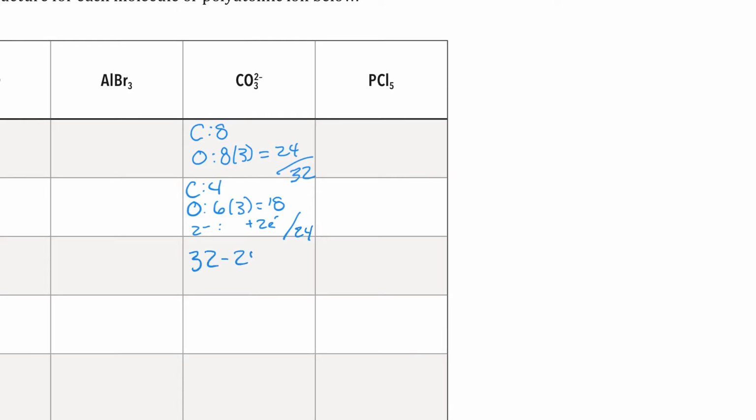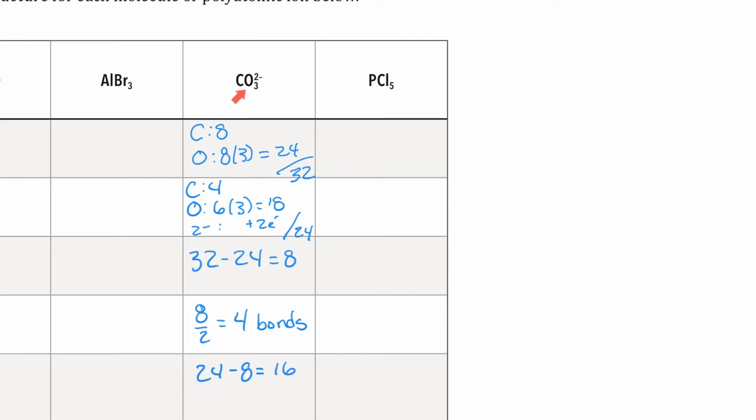32 minus 24 gives us 8 for our bonding electrons. 8 divided by 2 gives us 4 bonds. Now we'll take our valence electrons minus our bonding electrons, which gives us 16 for our non-bonding electrons.